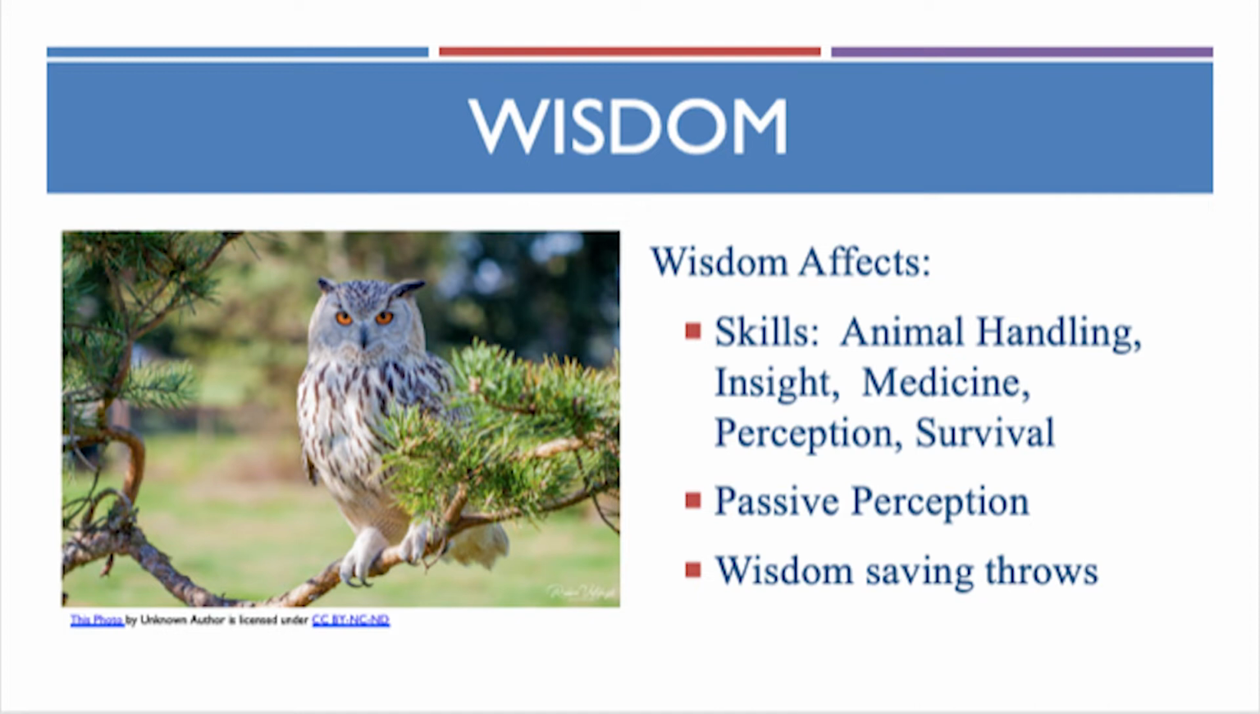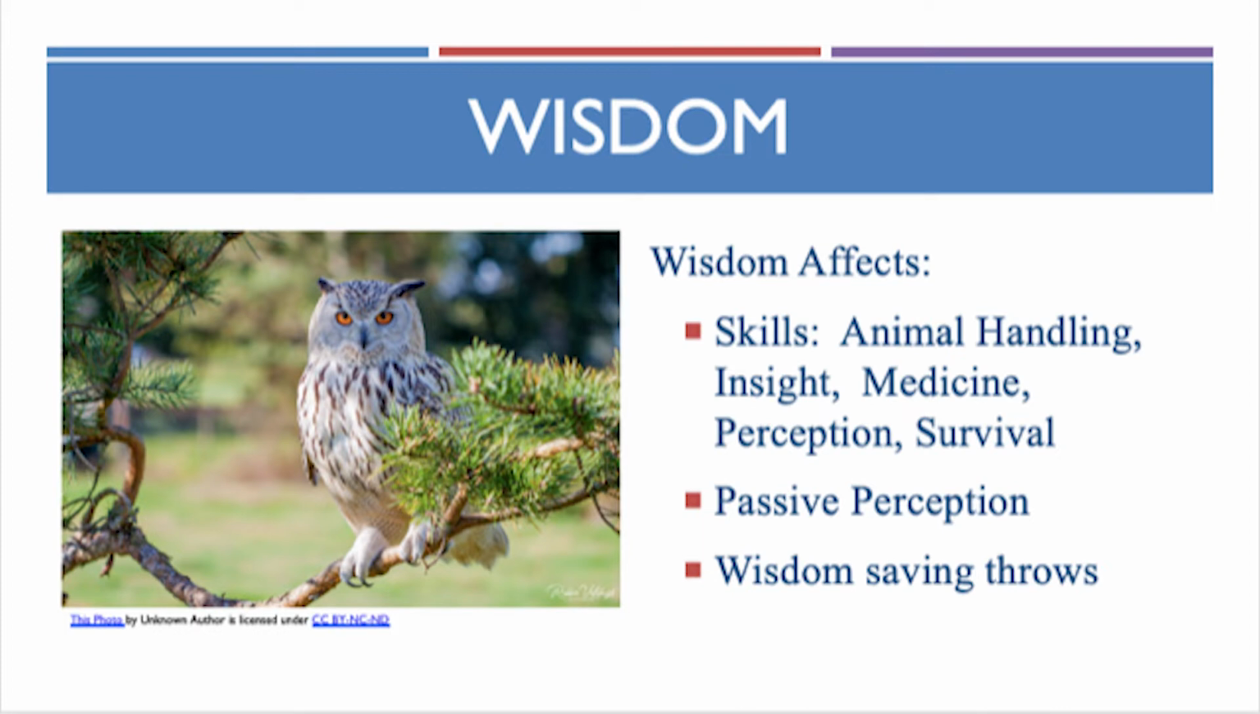Second of the mental stats is Wisdom, which affects the following: the skills Animal Handling, Insight, Medicine, Perception, and Survival, Passive Perception, and Wisdom saving throws, which are used to counter spells or effects that try to charm or frighten you. It's like your will versus theirs.